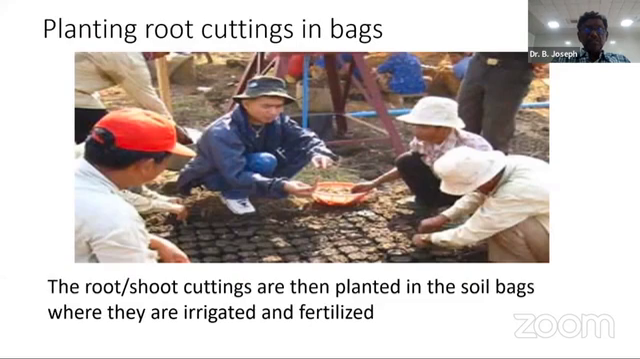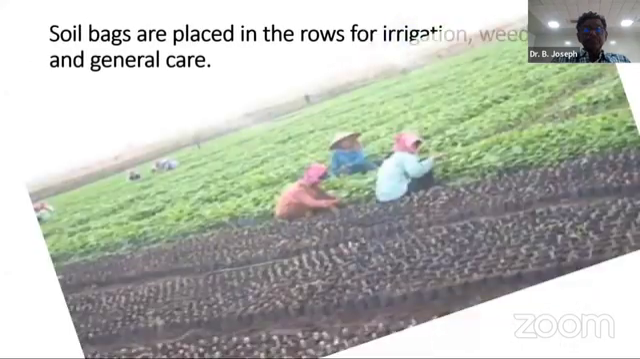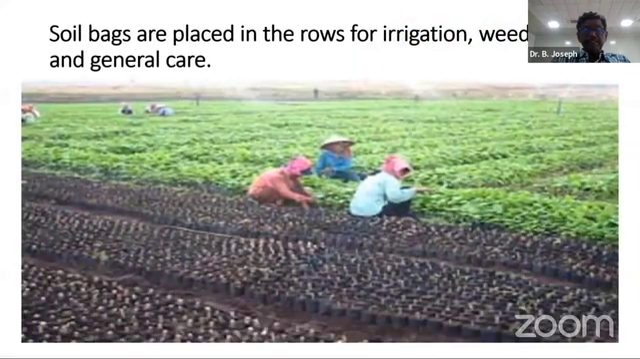These are how the root cuttings are put in the bags. After treatment with IBA or anything, the root cuttings are planted in the soil bags. So you can see the bagging has been done, and the root stumps have been placed in the poly bags.